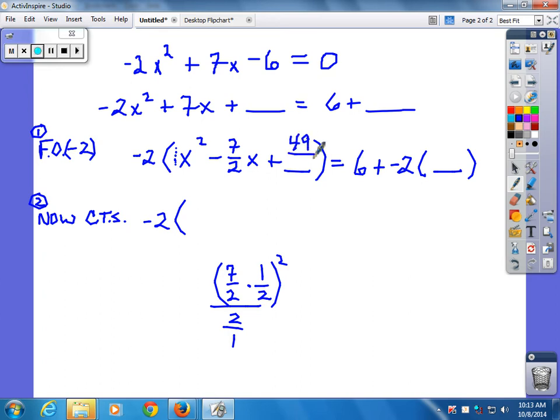49/16. 49/16. And what will that give us? What will it always give us? Shortcut number 1, or in this case, what? Number 2. It'll either give us number 1 or number 2. And that's going to be x minus 7/4 quantity squared. Or 7/4, sorry.